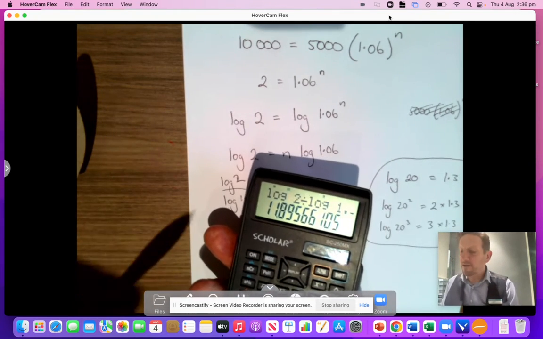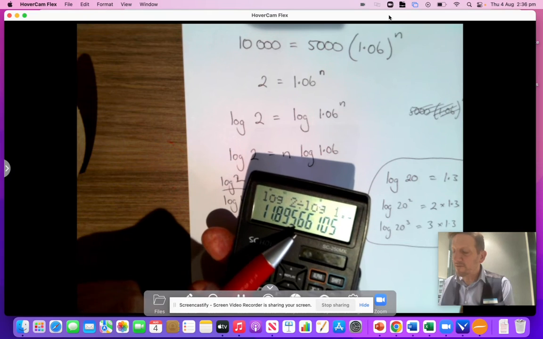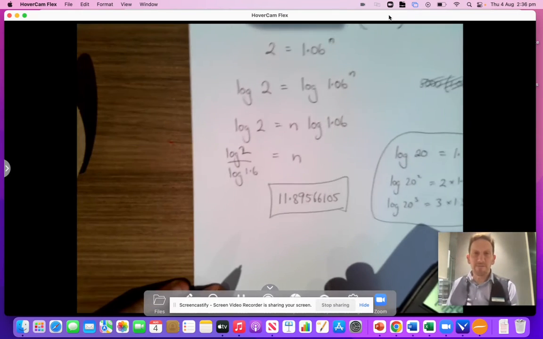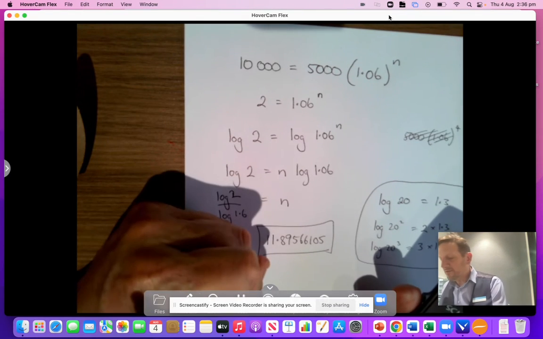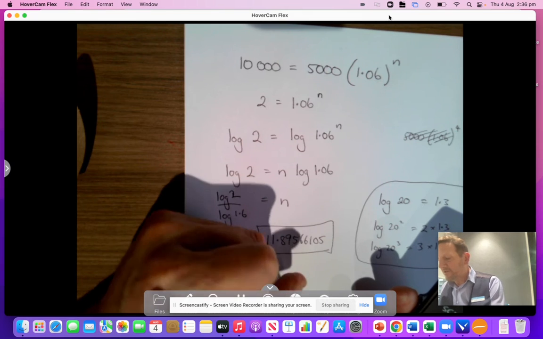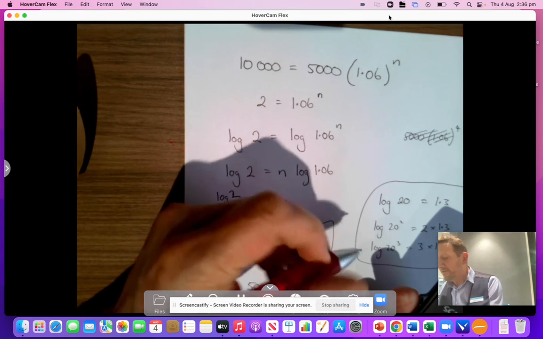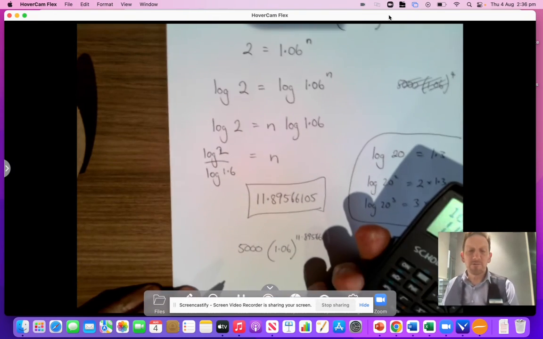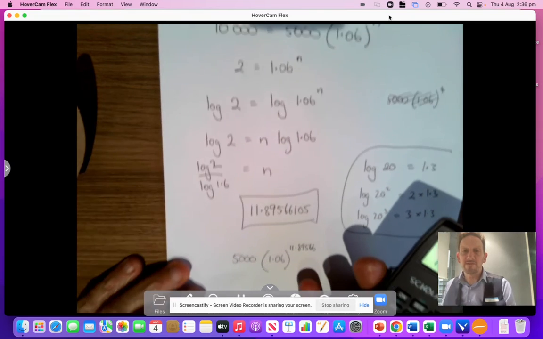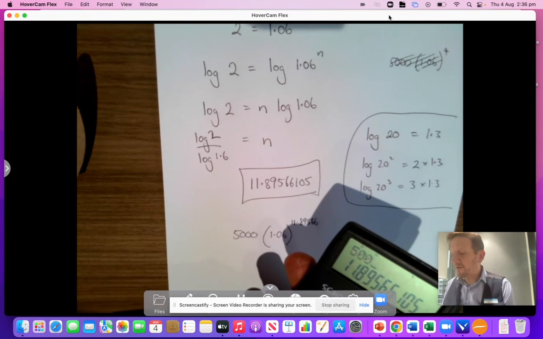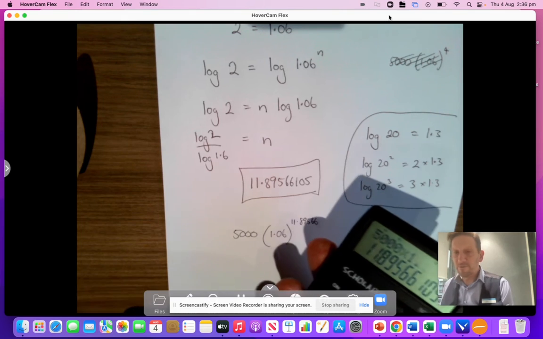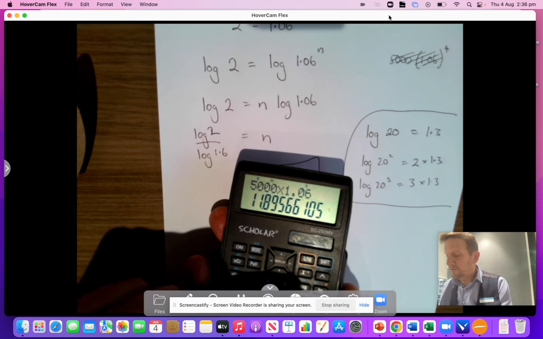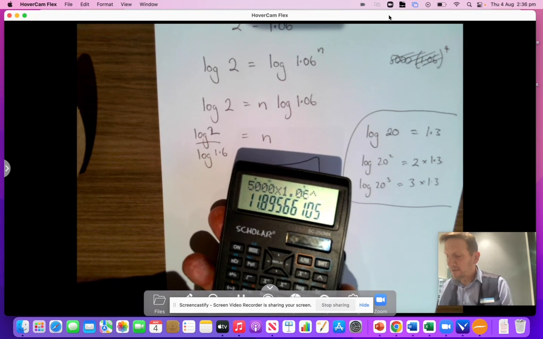11.89566105. If we go back to our first question, what we are saying is 5,000 times 1.06 to the power of 11.89566. What should that equal? It should equal 10,000. So let's have a look. We've got 5,000 times 1.06 to the power of, and what was it?